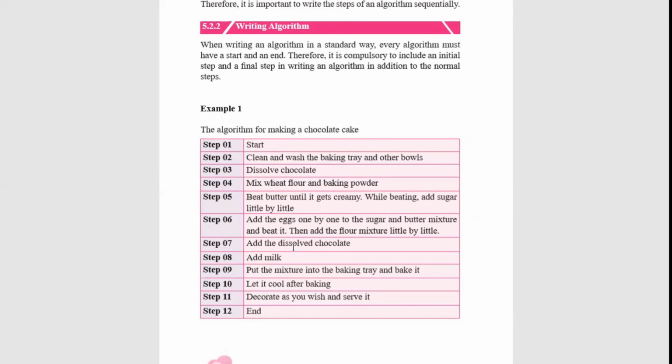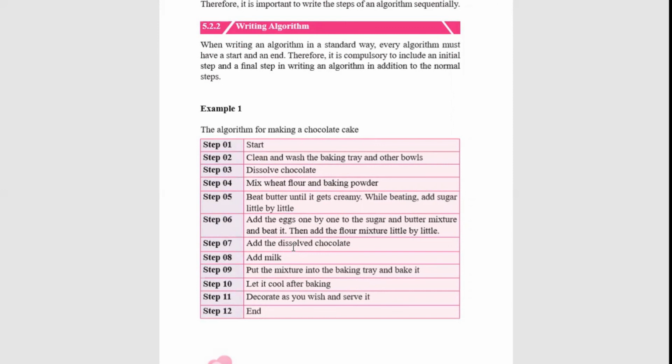So here the algorithm is for making a chocolate cake, right? These steps may be a bit different if you have really made a chocolate cake, but it doesn't matter. We'll go through the steps and see. Step 1, initial step, is start. Step 2, you clean the baking trays and other bowls, your beater, spoons and everything. Then you dissolve chocolate. This is for a chocolate cake. Either you can use chocolate powder or real chocolate, but you have to make it dissolve. Then step 4, you mix the flour, baking powder and keep it aside, right?